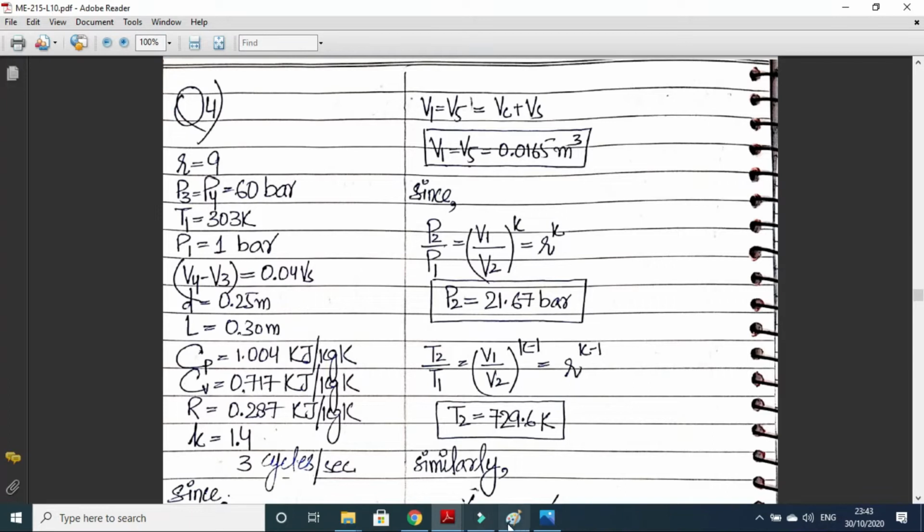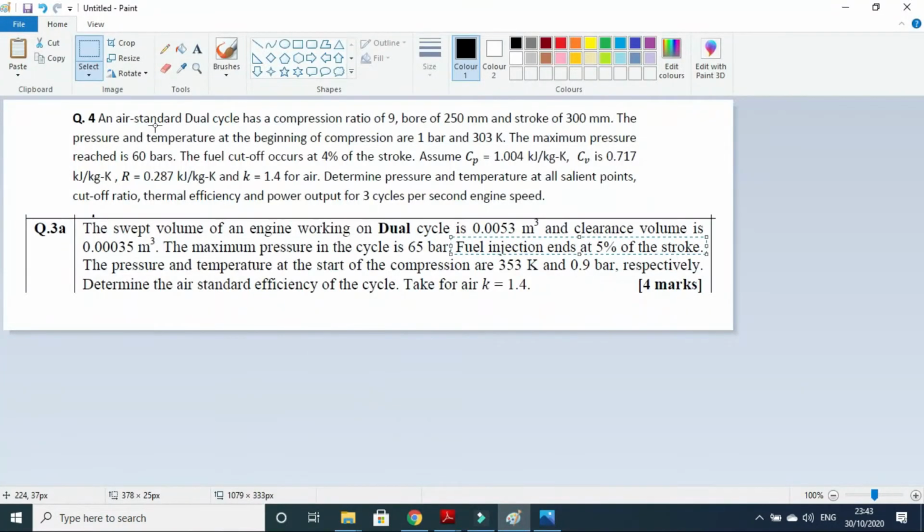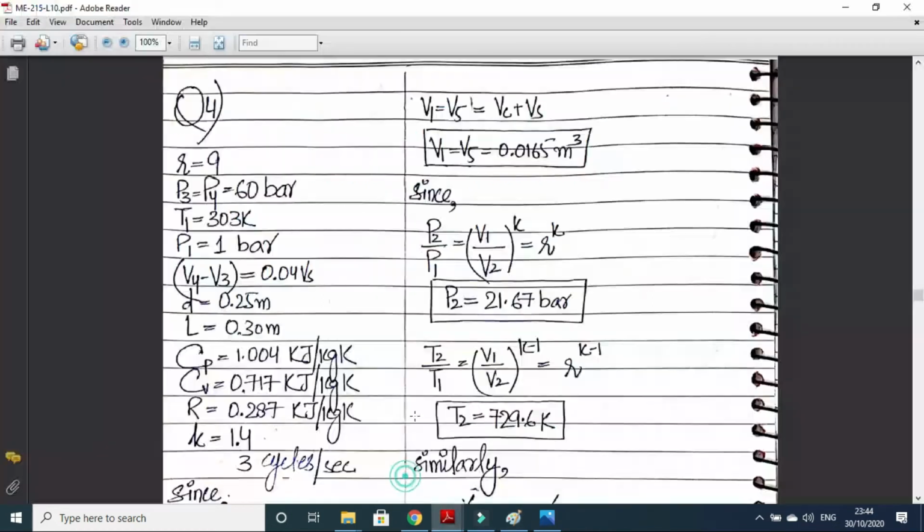Question number 4. An air standard dual cycle has a compression ratio of 9, bore of 250 mm, stroke of 300 mm. The pressure and temperature at the beginning of compression are 1 bar and 303 Kelvin. The maximum pressure is 60 bar. The fuel cutoff occurs at 4% of the stroke. Cp, Cv, K and R are given. Determine pressure and temperature at all salient points, cutoff ratio, thermal efficiency and power output for 3 cycles per second engine speed. So simple numerical.